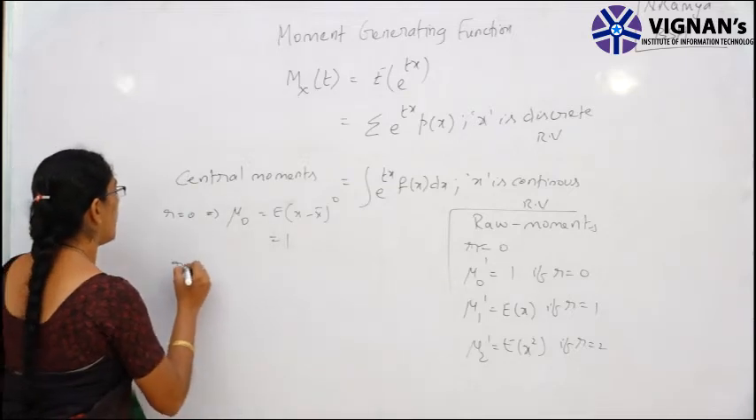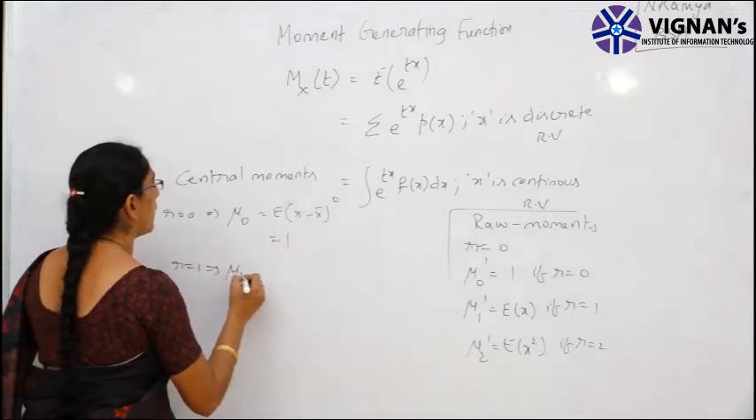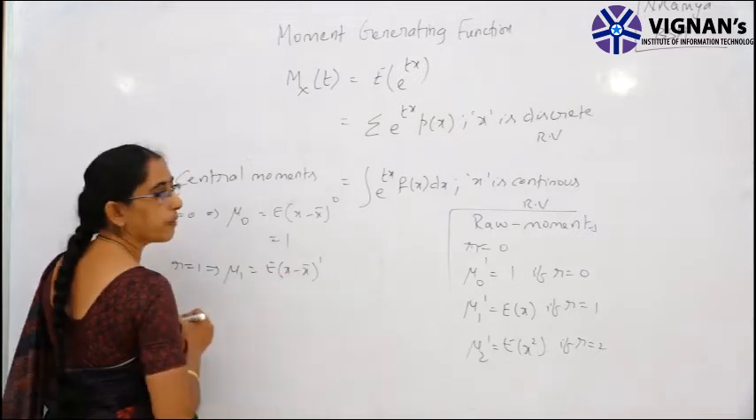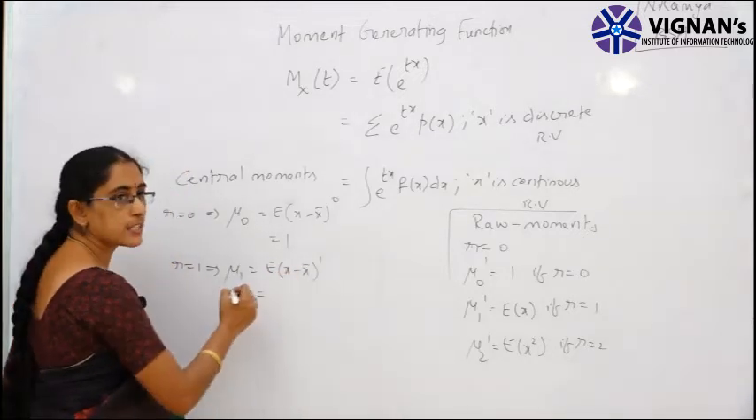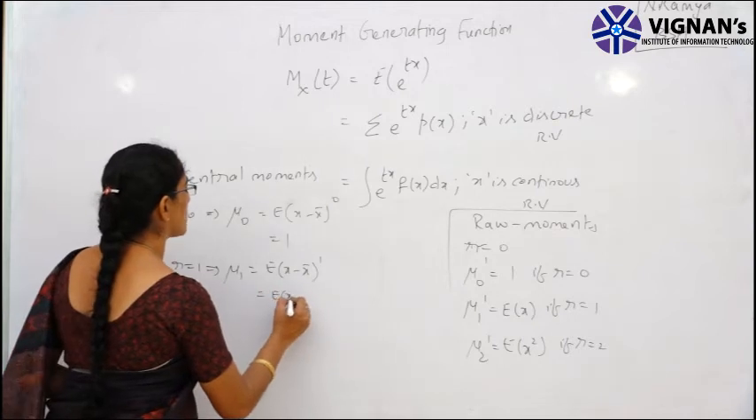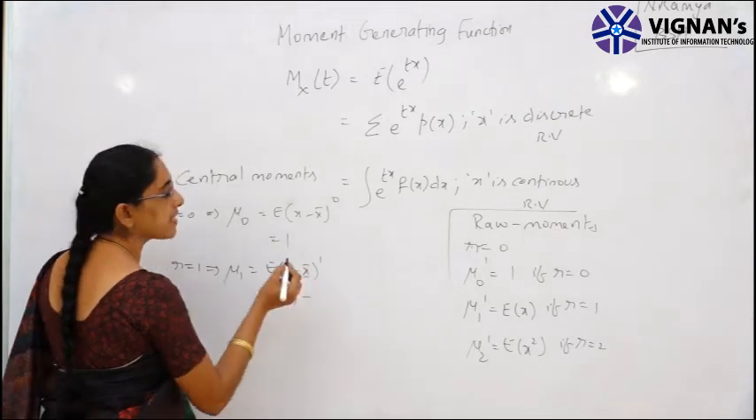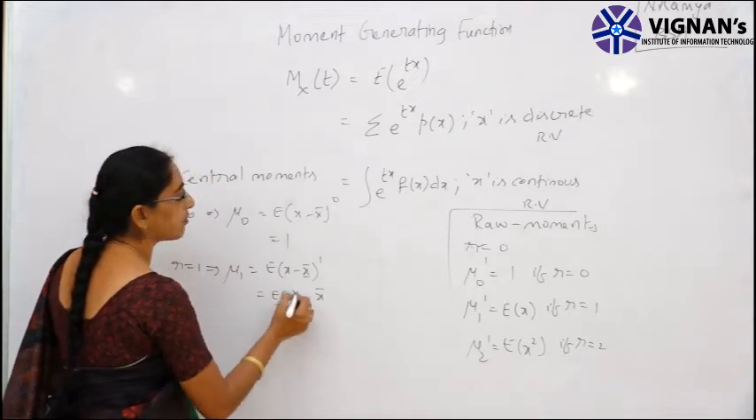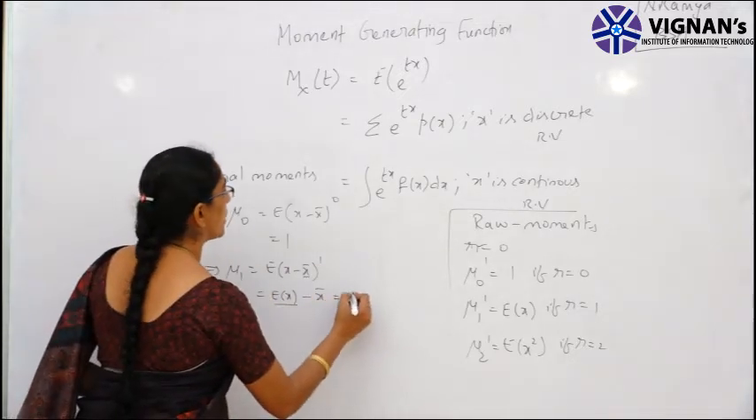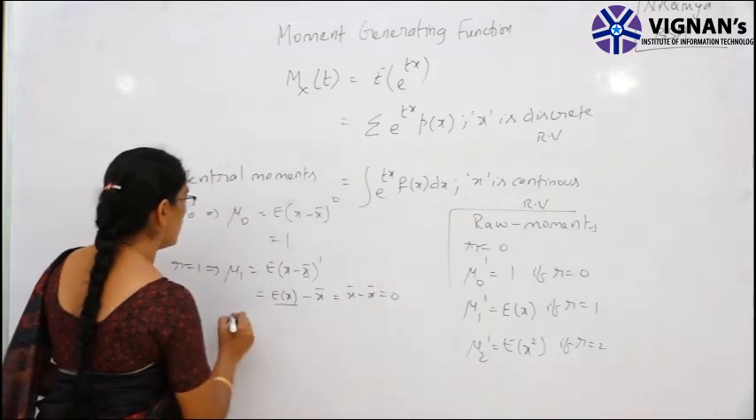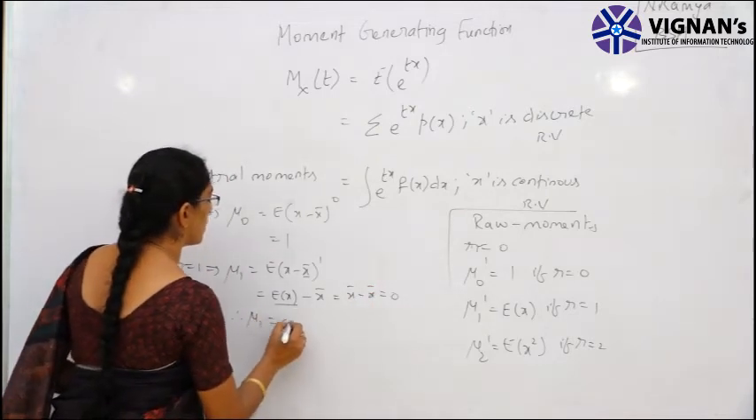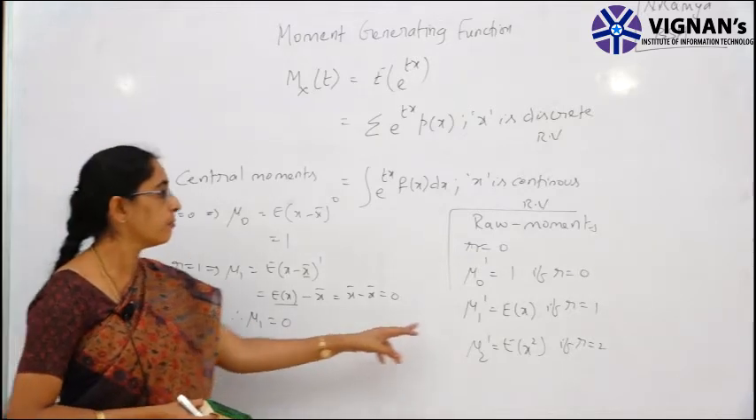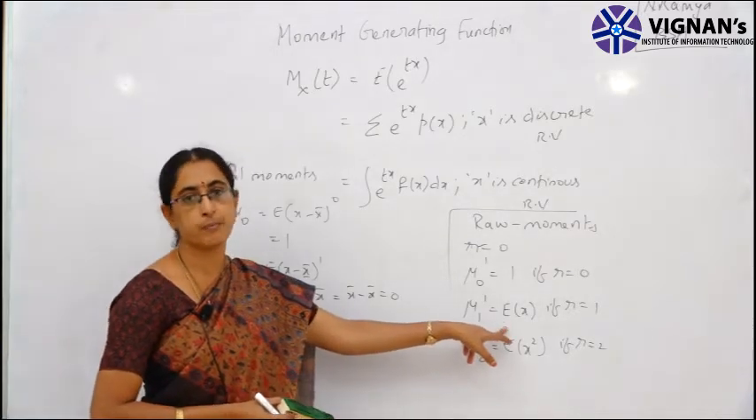Next, if r equal to 1, then mu 1 is equal to expectation of (x minus x bar) whole power 1. If we apply the expectations, expectation of x minus expectation of x bar, which is the mean, a numeric value, is x bar. But again expectation of x can be written as x bar. So x bar minus x bar is 0. Therefore mu 1 is equal to 0. So the first central moment is always 0, but the first raw moment is always the mean.